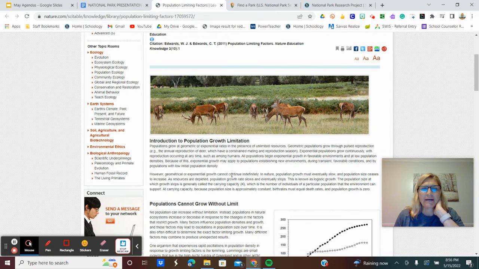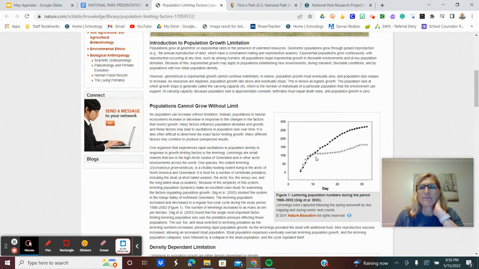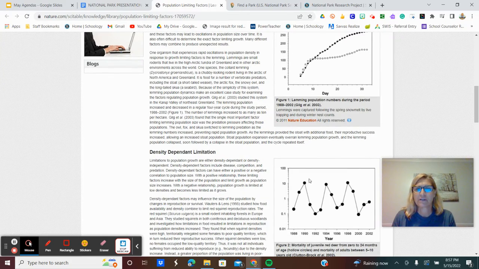So this is talking about growth populations. What are the things that are going to limit the population? There must be a limit. So populations cannot grow without a limit, because if they continue to grow, then eventually, like with our deer, when we played that game, Oh Deer, it ran out of food and water, there wasn't enough resources. So density dependent. So this all kind of talks about that.